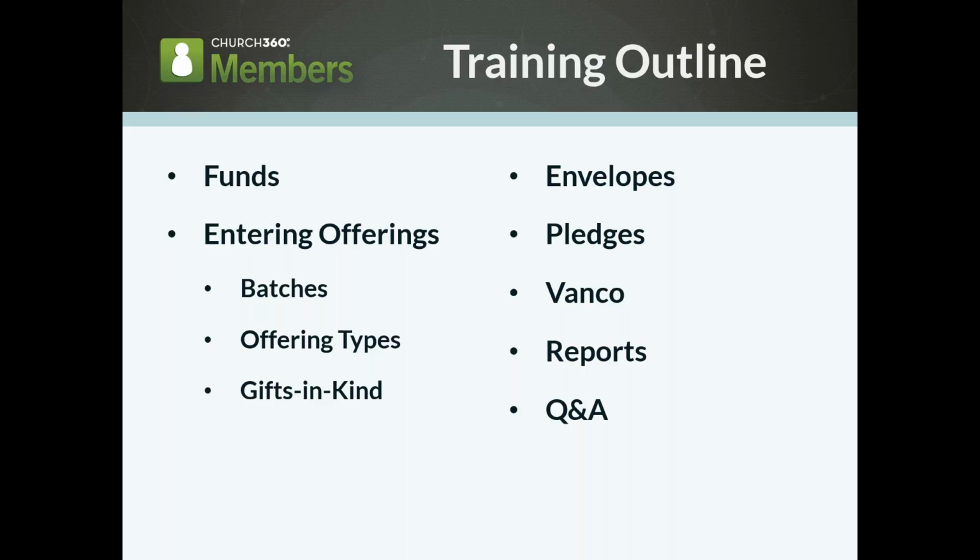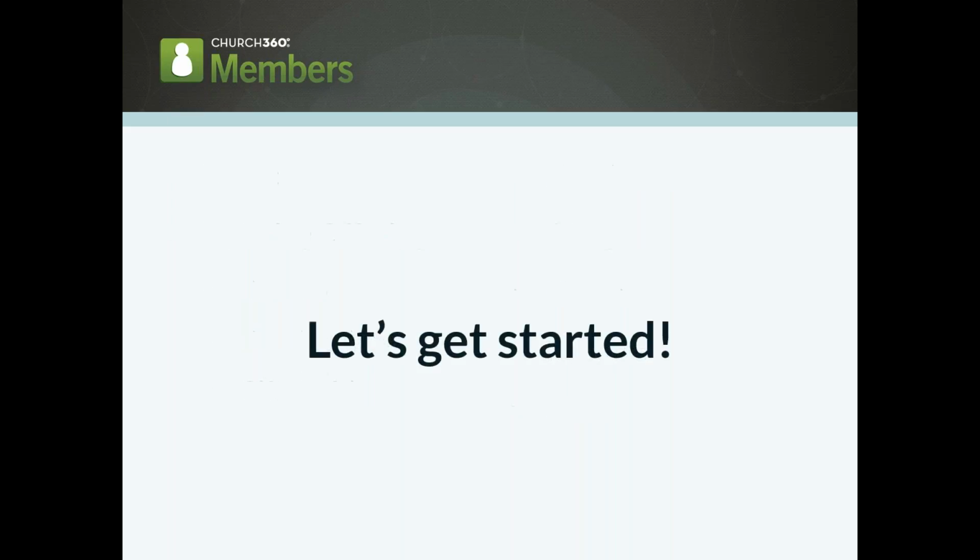We'll briefly take a look at pledges. I know not all churches use pledges. And then we'll look at Vanco, which is an online giving solution. We'll look at the integration for that. So if you use Vanco, I'll show you how to update it. If not, you can kind of tune out for that second, although you might want to pay attention because it's a pretty great integration. It's a great way to enter offerings very quickly. We'll look at reports, and then we'll do our Q&A after that. So that's our outline for today. As you see, we've got a number of things to cover, so let's go ahead and get started.